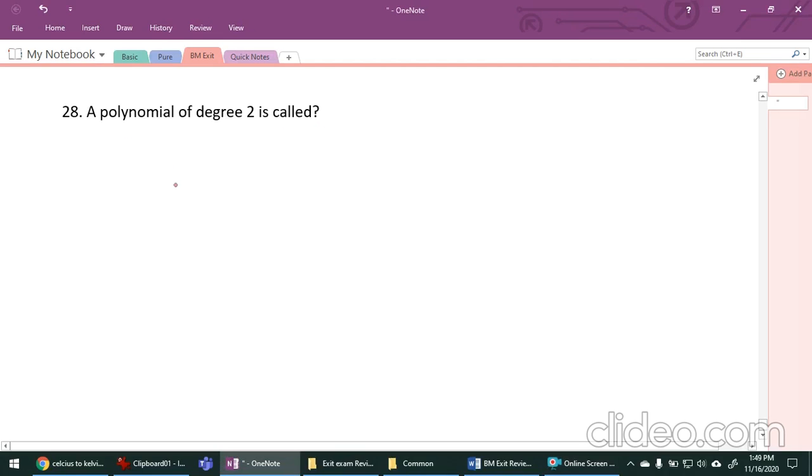Question number 28 is a polynomial of degree 2 is called what? So what is a polynomial? See, look here. I will write a polynomial ax plus b. Here the power is 1. This polynomial is called linear. If the power is 1, it is called linear polynomial. Now if the power is 2, what will happen? Look here, ax square plus bx plus c. Here the power is 2. This is called a special name, quadratic.